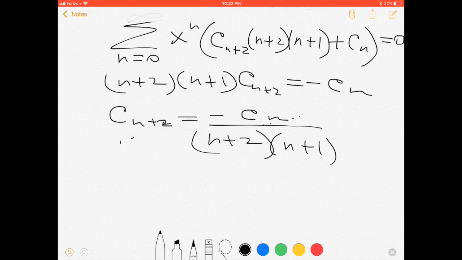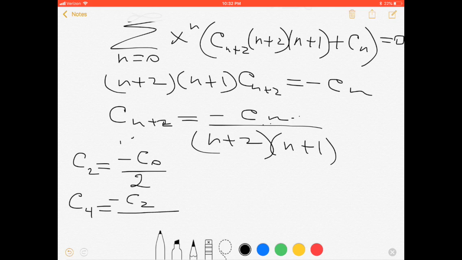Okay, doing something. This means c2 will be minus c0 over, with n equals 0, the denominator will be 2. If you try to find c4, you have negative c2, and then you need 2 plus 2, which is 4, times 2 plus 1, which is 3. But we remember how we can find c2 using c0. This means here you have c0 over 4 times 3 times 2.